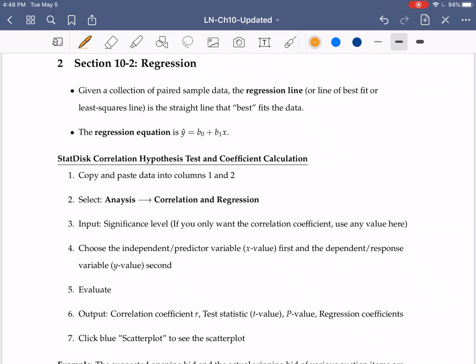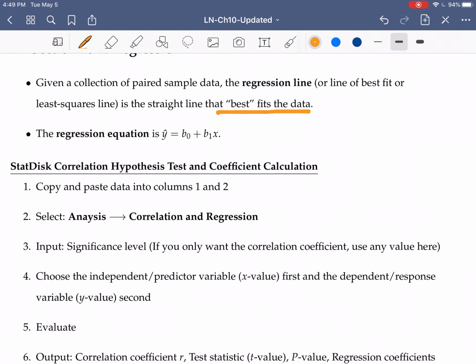So the regression line, or line of best fit, or least squares line, is the line that best fits the data. If you look at all the points and find the distance from all of our data points to that line, it is the line that makes the sum of those squared distances the smallest. It goes through that using some calculus concepts.